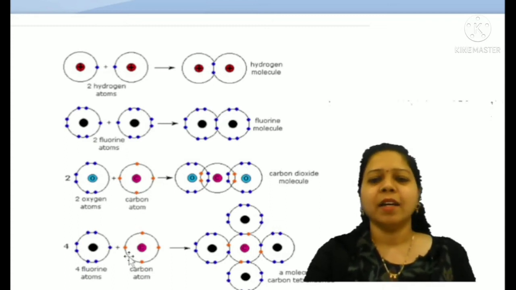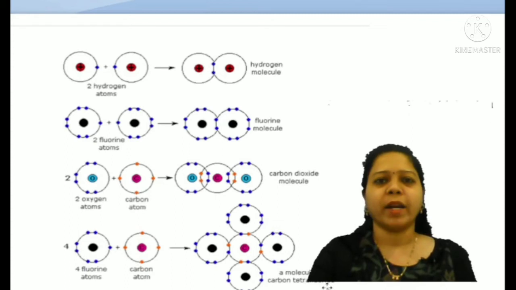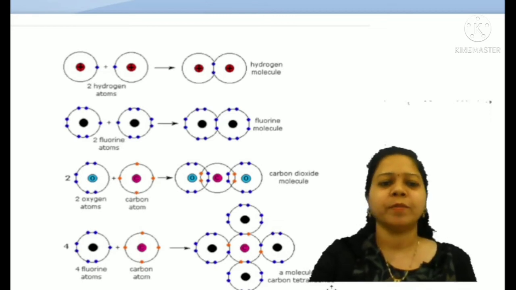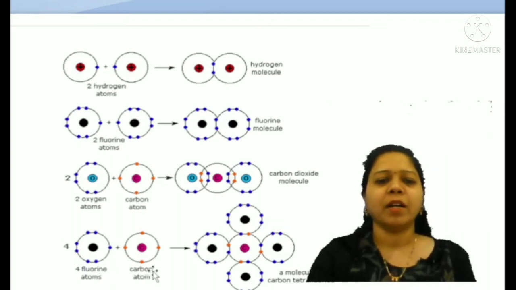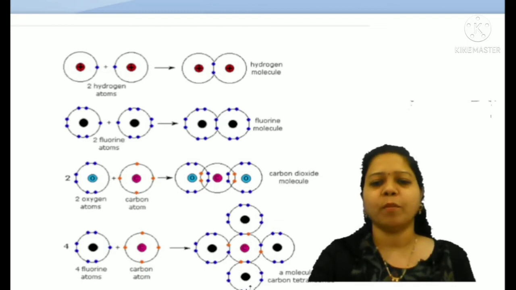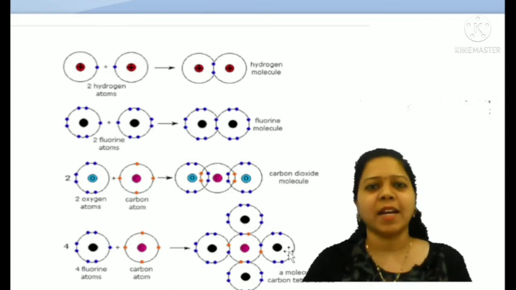Next, that is the molecule of carbon tetrafluoride. Tetra means 4 and fluoride, that is fluorine atom. 4 fluorine atoms are connected to the carbon and it forms a carbon tetrafluoride molecule. Here 4 fluorine and 1 carbon atom combine with sharing of electrons. See here, carbon shares its 4 electrons with 4 fluorine atoms and forms a carbon tetrafluoride molecule. Here also sharing of electrons takes place, that's why a covalent bond is formed.